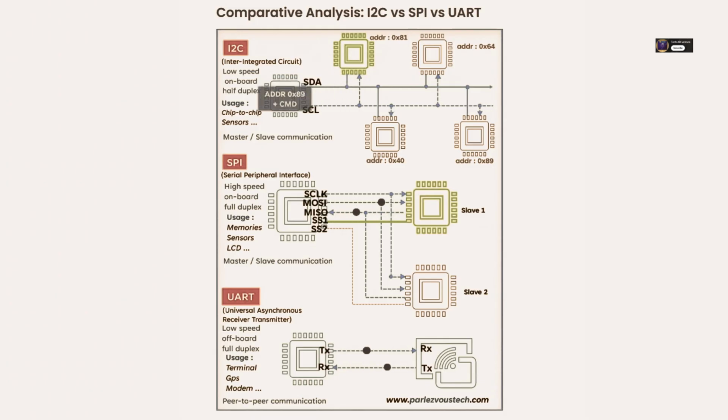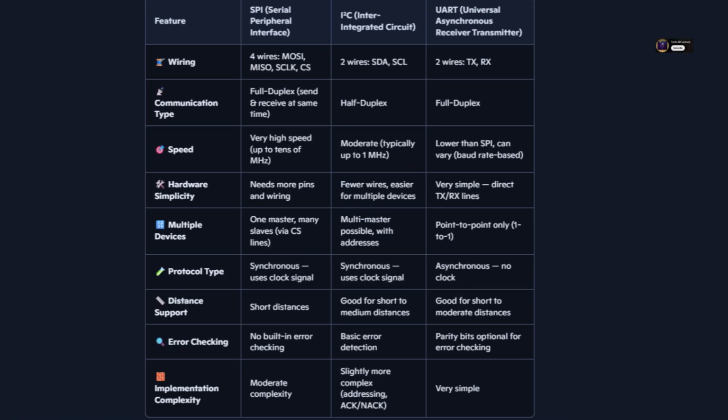And error checking. SPI has basically none built in at the hardware level. You have to add it in software if you need it. I²C has a basic ACK connection acknowledgement mechanism. UART can have an optional parity bit for very basic error detection. Okay, last one. How complex are they to implement in software? Implementation complexity. SPI is, I'd say, moderate. Pretty straightforward commands. I²C can be a bit trickier because you have to manage the addressing, the start-stop conditions, and the ACK kind of signaling.